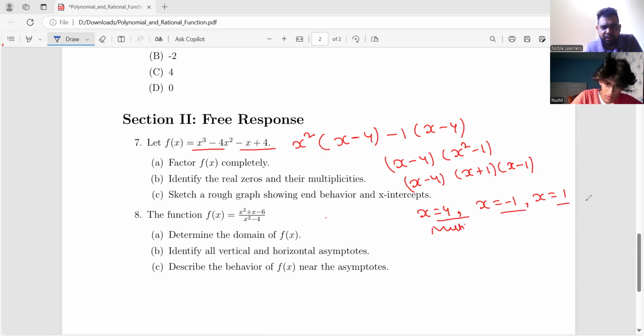Sketch a rough graph showing the end behavior and x-intercepts. Basically, why are they saying a rough graph? Why can't you graph this exactly, as of the knowledge you have right now? Why can you only sketch a rough graph, and not the exact graph as of now? Because you don't know the minimum and maximum points. That's the reason.